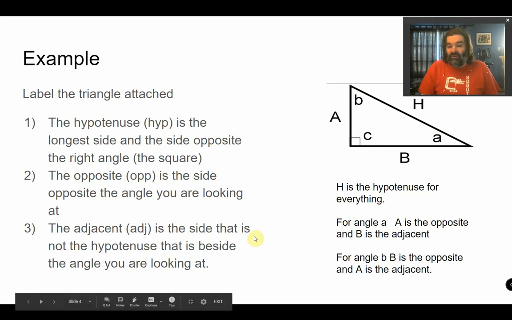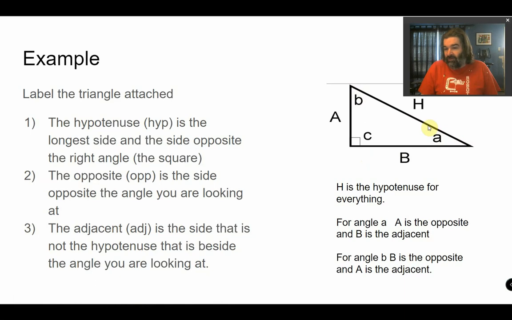The adjacent is the side that's beside, okay? So the adjacent is the one that's beside the angle that's not the hypotenuse. The way to tell: hypotenuse is always the one across from the right angle. Opposite is the side across from your angle. Adjacent is either the last one or it's the one beside your angle that isn't the hypotenuse.